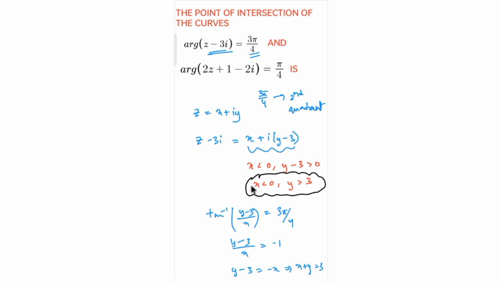And also we need to keep in mind that x is less than 0 and y is greater than 3. This is an important condition. People who are getting a different answer are not using this condition. That's the reason people are getting two different answers.